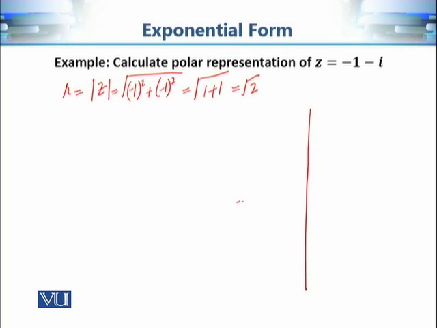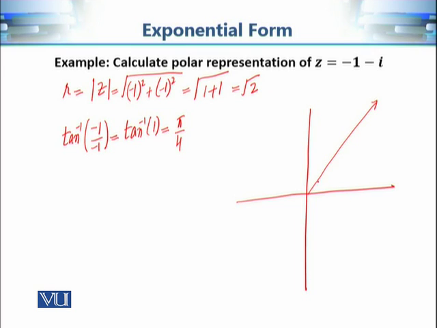Now to find theta, we have 3 steps to find the argument of z. In the first step, we calculate tan inverse of y over x. In this case, y is -1 and x is -1, so this is equal to tan inverse 1. Now if we use our calculator to calculate this value, our calculator will give us pi by 4, which is in fact in the first quadrant. This is the angle pi by 4.